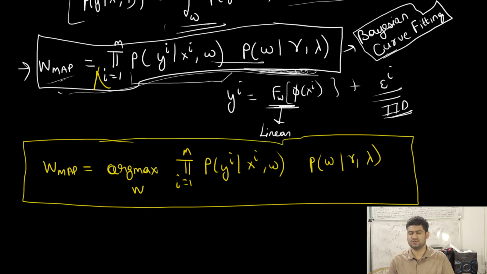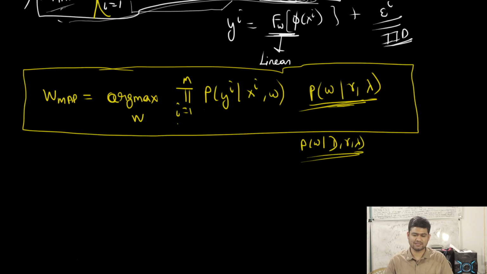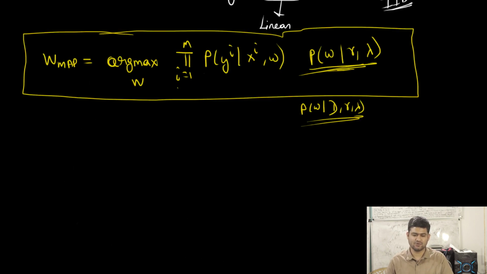That is the maximum a posteriori probability estimate, because it maximizes the posterior distribution P of W given the data and gamma and lambda. It maximizes the posterior distribution of W. So now, let's suppose we can solve this optimization problem, and we obtain this W map. Now we can ask again the same question: given some new data point x hat, can we compute its target value y hat?